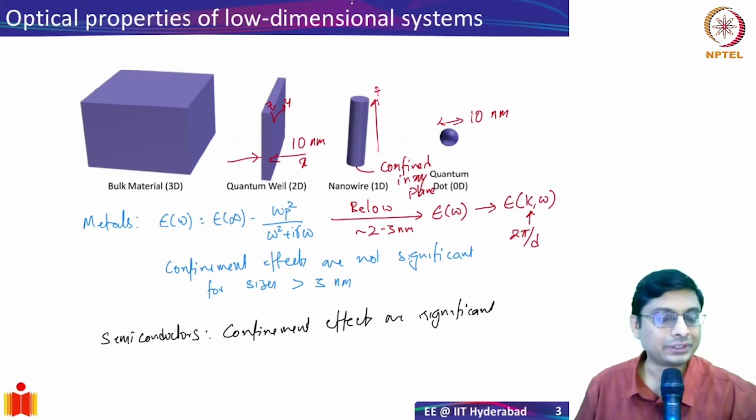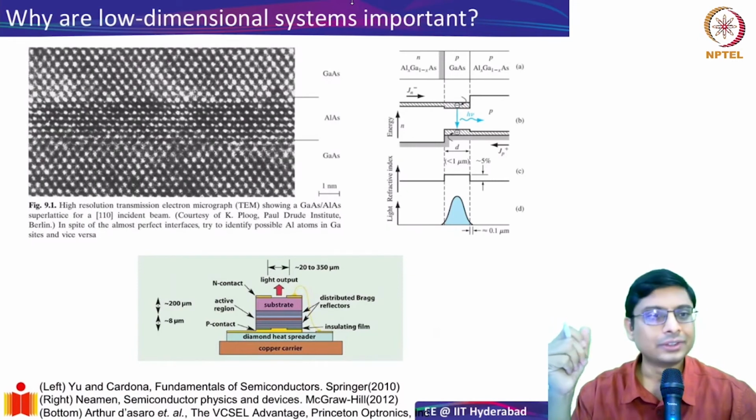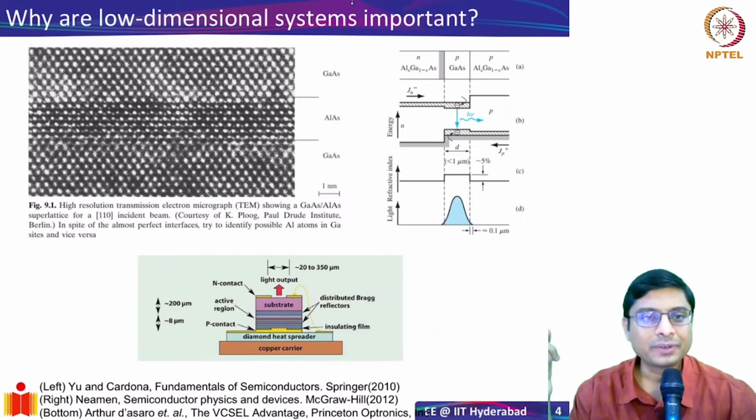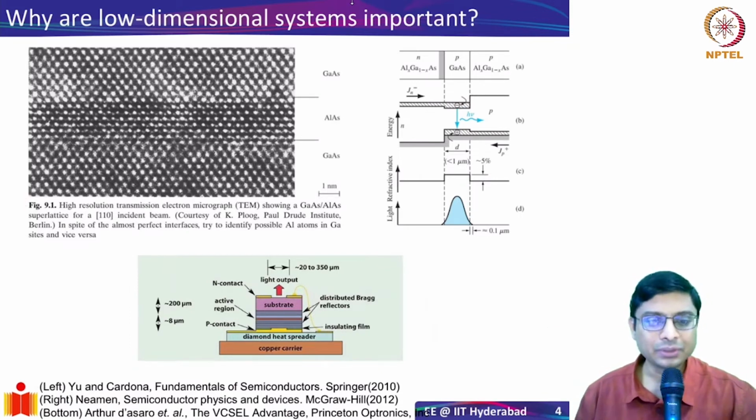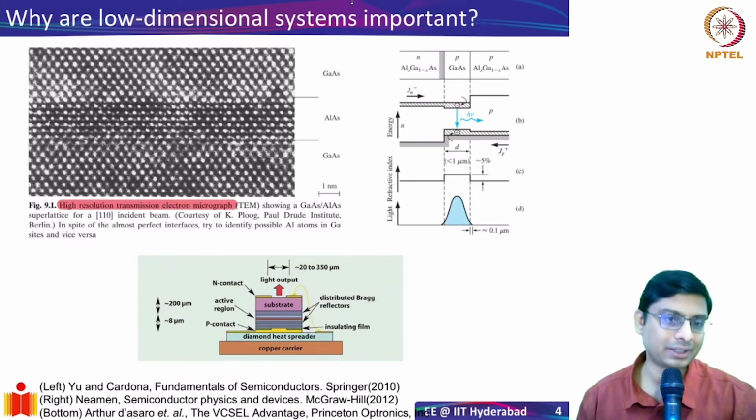So how significant? Why should we care about confinement effects? So the question is, why are low dimensional systems important? I'm giving you examples here. The image on the left is what is known as a high resolution transmission electron micrograph, a TEM image.